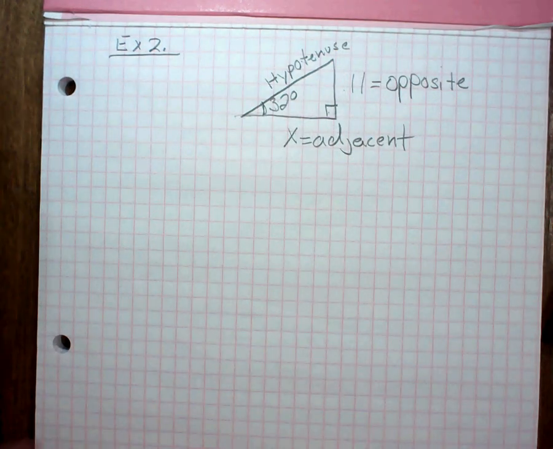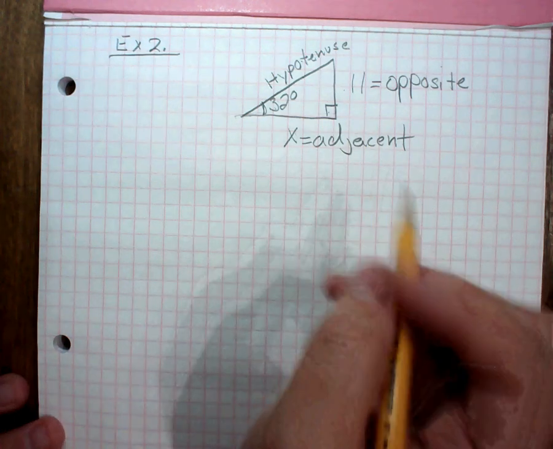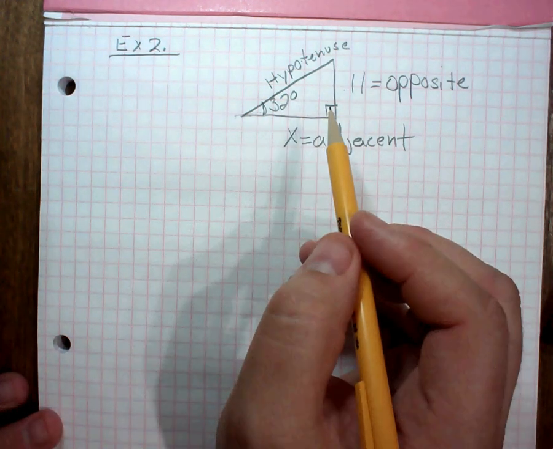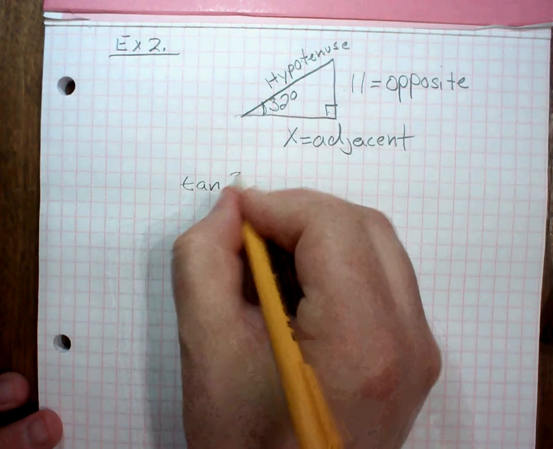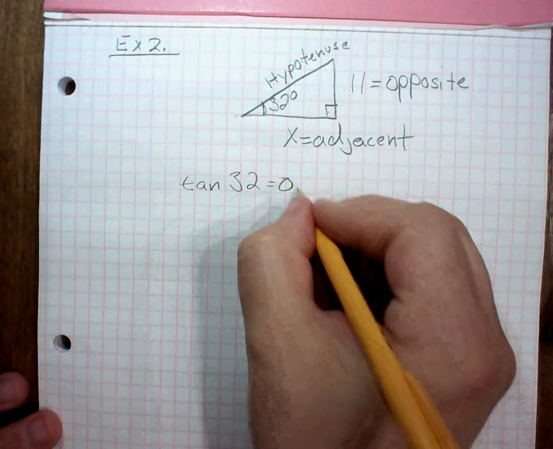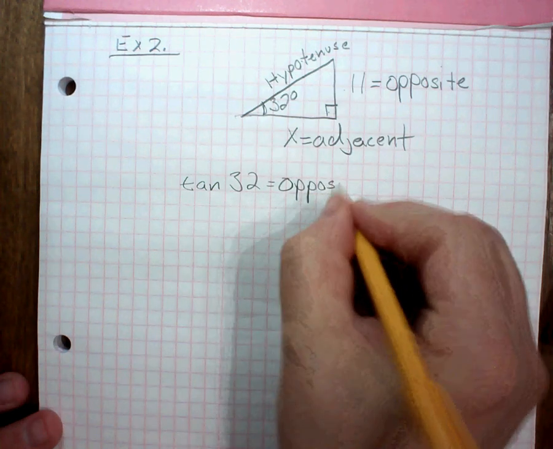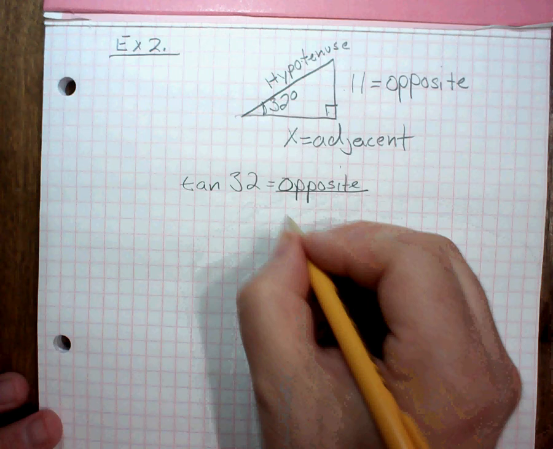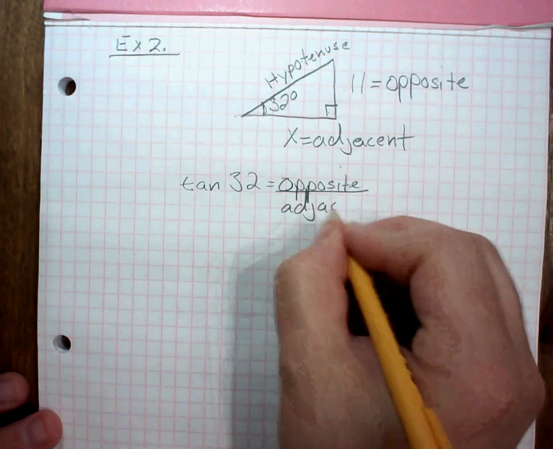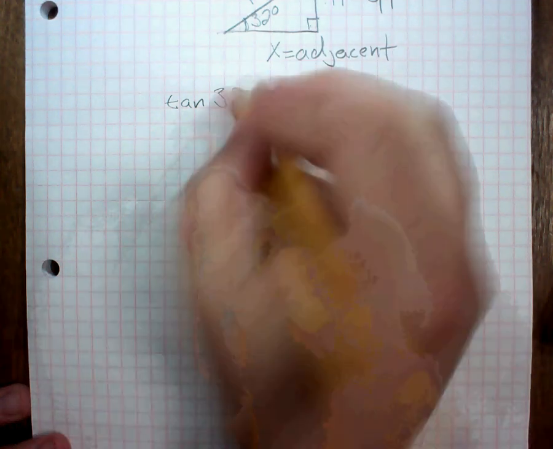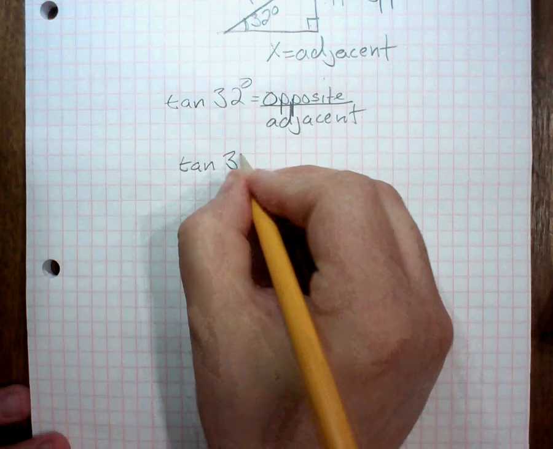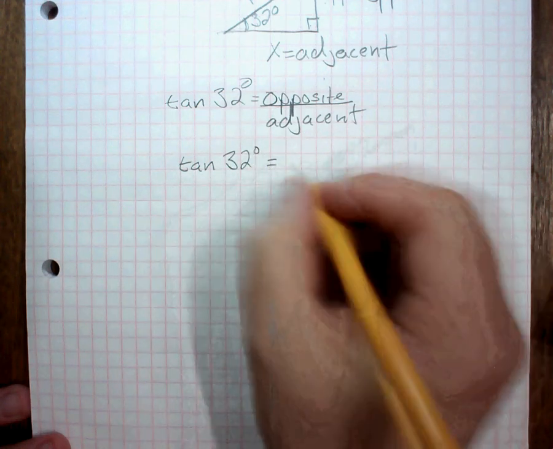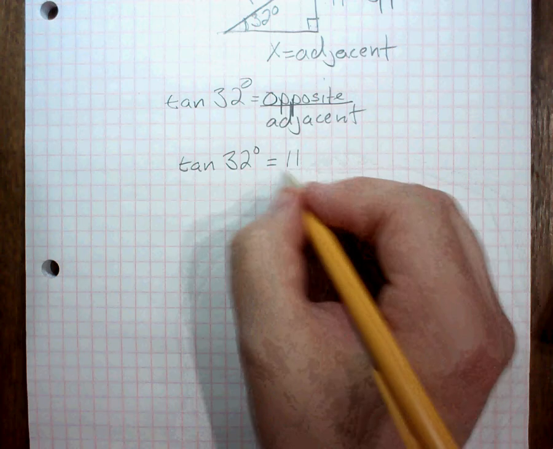So then what we want to do is figure out what X is by saying tangent of the angle 32 should equal the opposite over the adjacent. Okay? Alright, so what does that mean? The tangent of 32 is equal to the opposite, which we know is 11, over the adjacent, which is X.